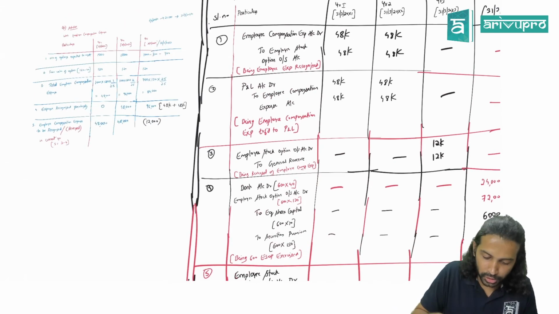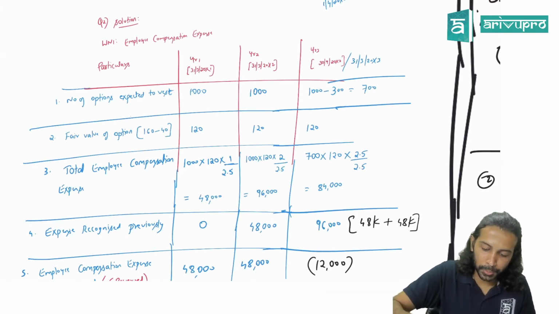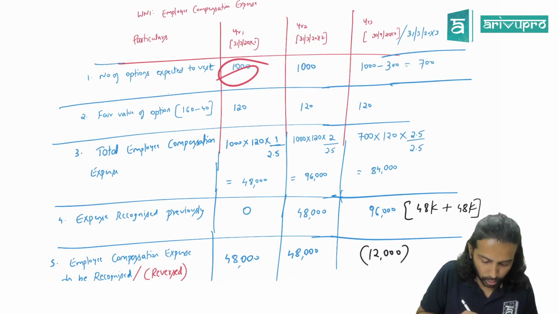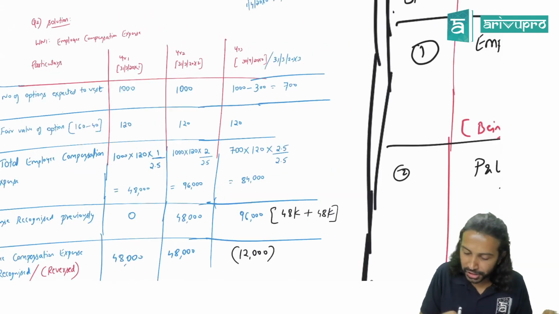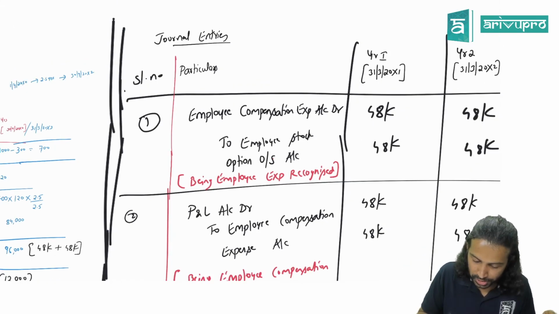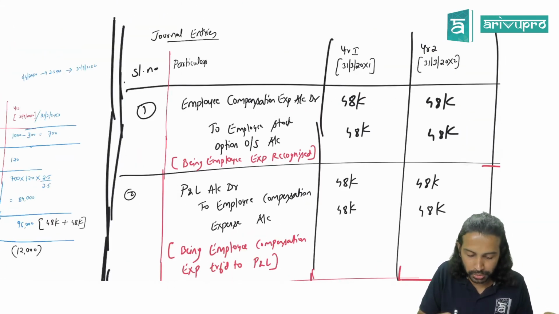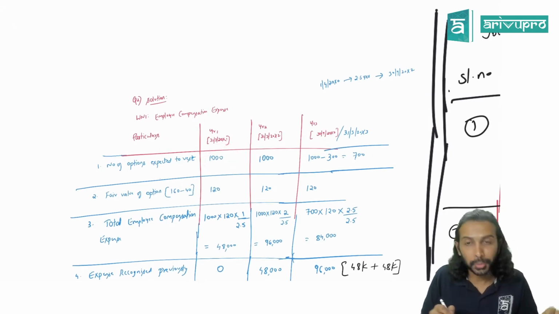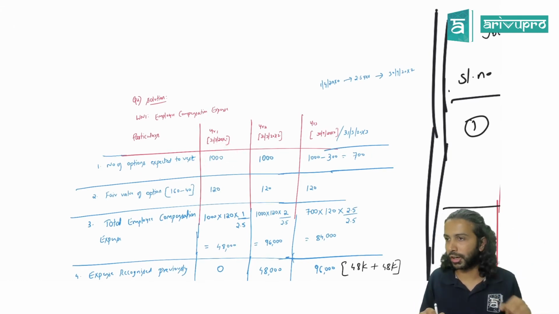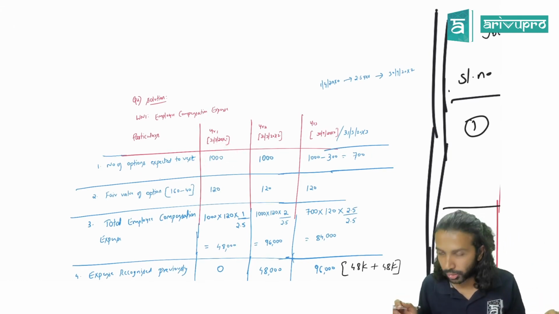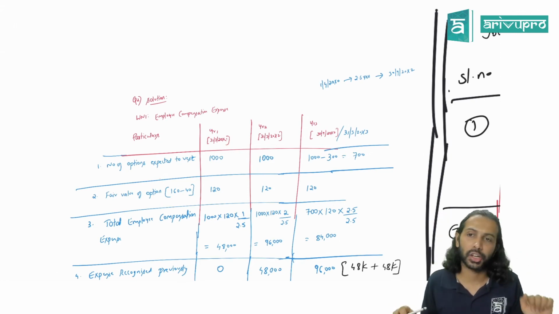But here, they're asking how many options were given to the employees? 1,000. That means how much entry did you pass initially? How did you arrive at this 48,000? By considering 1,000. That means here we have passed the entry for 1,000. She's asking what is the logic of this?